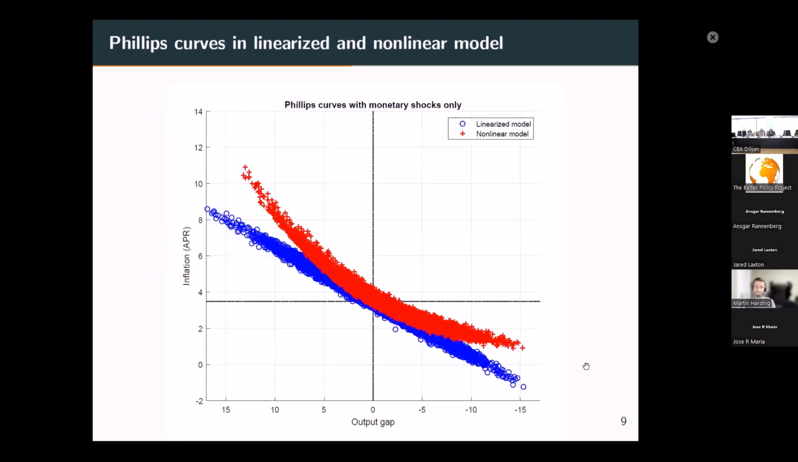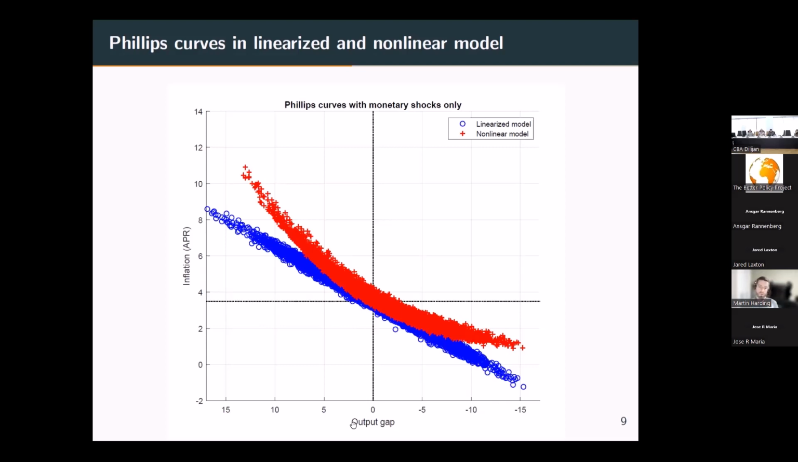So this is how the Phillips curves look in the linearized and nonlinear model when we simulate the model with demand shocks only. In particular here, I'm showing you monetary policy shocks only. In the y-axis, you have inflation. In the x-axis, you have the output gap, and note that the axis is reversed, so you have negative values on the right. That's such that we can have this nice banana-shaped, downward sloping curve. And this cross here is giving you the steady state values for inflation and the output gap, okay?